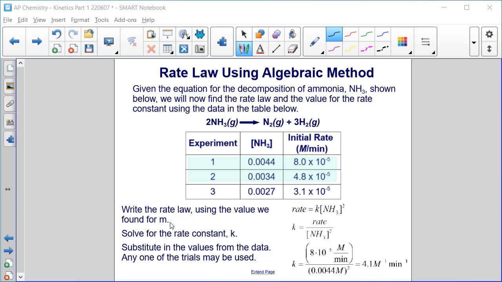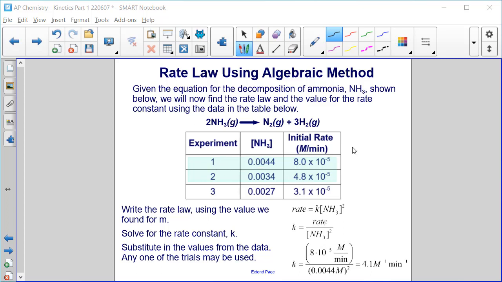On the previous slide, we found that m was 2. So I know that the rate is equal to K times the concentration of NH3 squared. Once I have the rate law and experimental data, I can find the value of the rate constant K. So I've just divided by NH3 concentration squared to say that K is equal to the rate divided by the concentration of NH3 squared. And then pick any experiment.